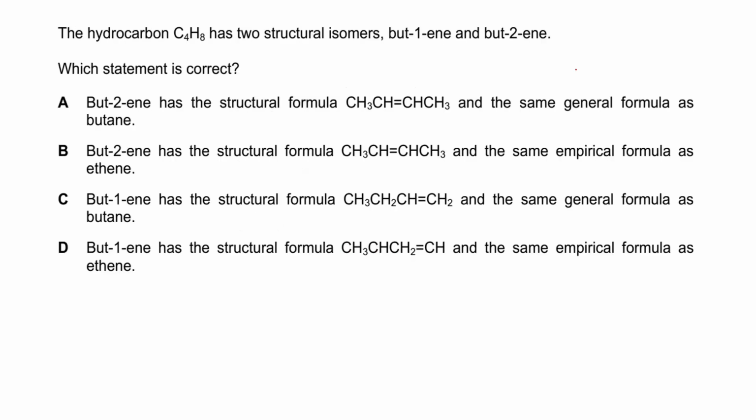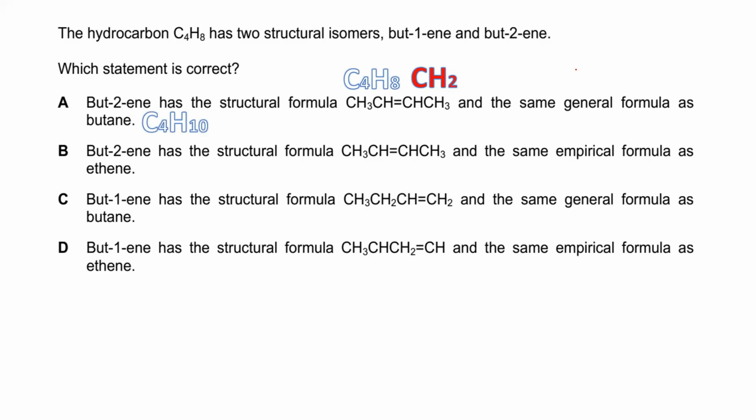The hydrocarbon C4H8 has two structural isomers, but-1-ene and but-2-ene. Which statement is correct? But-2-ene has the structural formula CH3, CH, double bond, CH, CH3, and the same general formula as butane. Let's check each one. Here for but-2-ene, as you know, but-2-ene belongs to alkene, CnH2n. So C4H8. What is the empirical formula? CH2. What about butane?